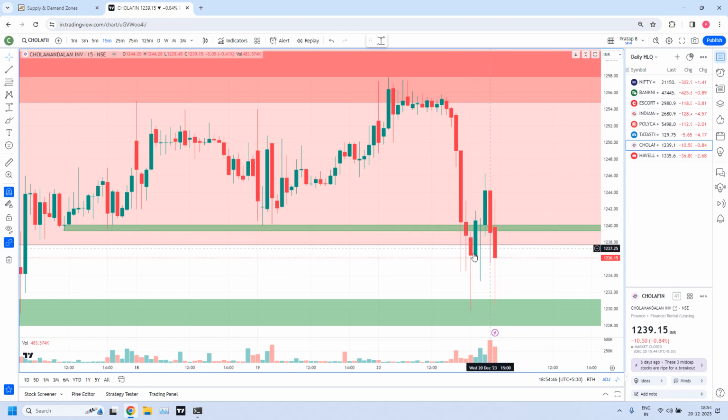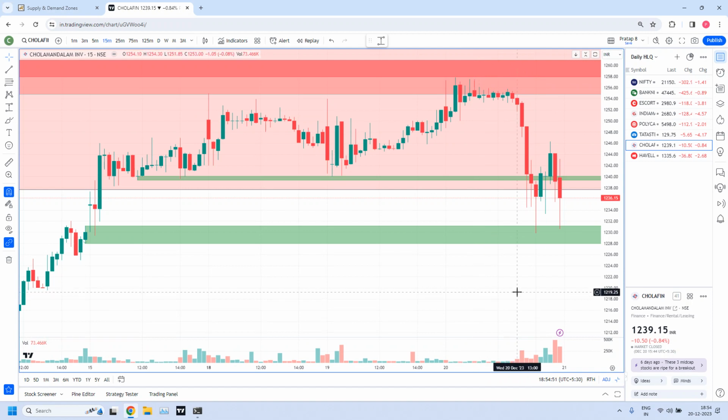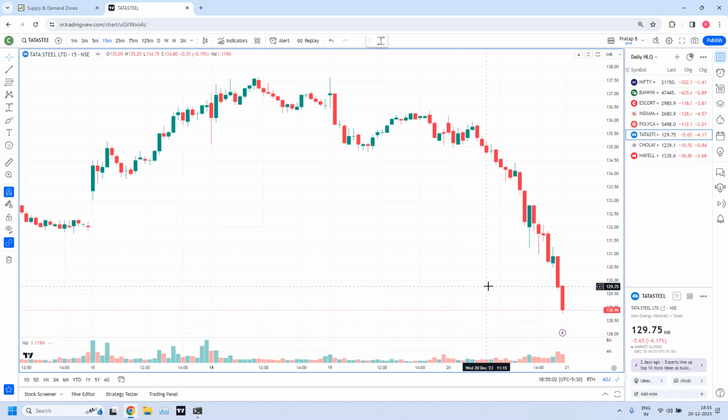This is what happened after that. By that time you would have booked your profit. So this Cholamandalam Finance is a successful trade. And we have a failed trade today, a stopped out trade, that is Tata Steel. One trade is stopped out today.